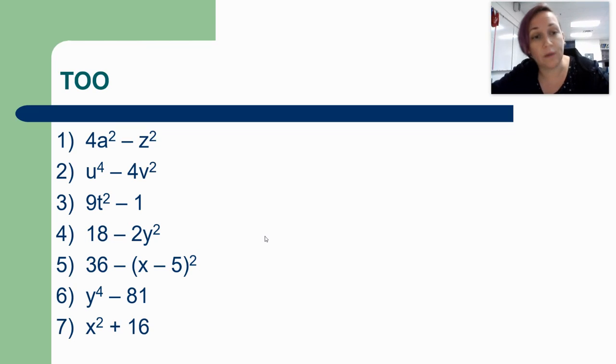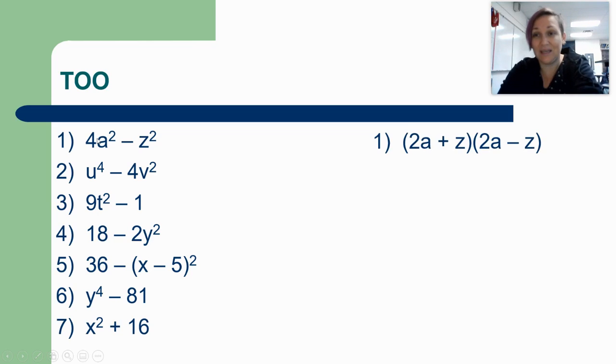So on the first one, again, it's 2 terms and there's a subtraction sign. That's good. And I know the square root of 4, it's 2. And I know the square root of a squared, it's a. And I know the square root of z squared, it's z. So I should be able to do this problem. I am going to keep the 2 and the a right next to each other, like the 4 and the a squared were. So my final answer is 2a plus z and 2a minus z. In no particular order. You also could have done 2a minus z and 2a plus z.